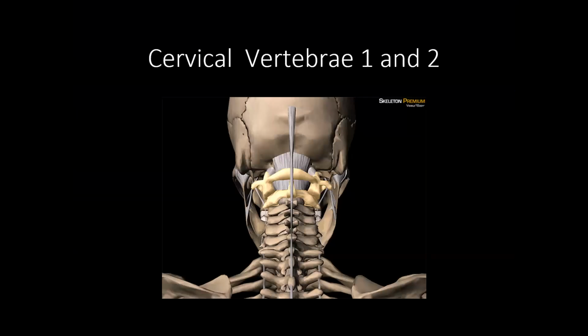Now, cervical vertebrae 1 and 2 are a little different than the rest. They're specialized. Cervical vertebrae number 1 is called the atlas. Atlas holds up the skull. The occipital condyles are on the base of the skull, on the occipital bone. Occipital condyles are on either side of the foramen magnum, the big hole in the base of the skull.